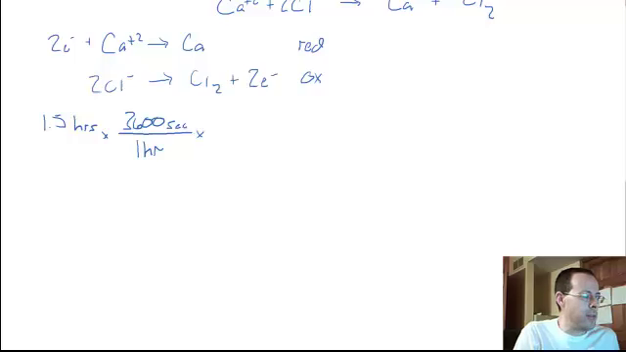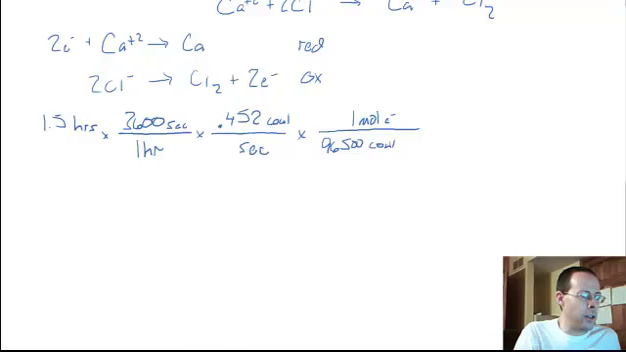And then our next thing is our amperage, and amps is always coulombs per second. So we're going to have 0.452 coulombs per second. Alright. And then our next thing is going to be Faraday's constant, and Faraday's constant says that for every mole of electrons, they carry 96,500 units of energy, not really units of energy, but coulombs.